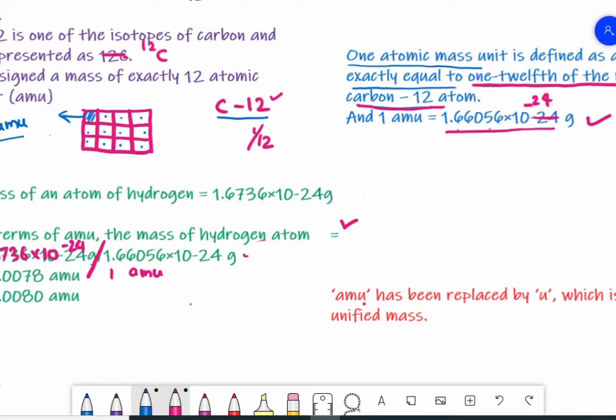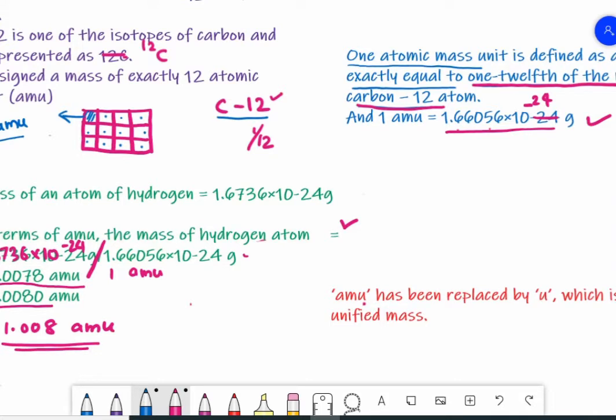So when you divide the mass of the atom with one atomic mass unit, we will get the mass of hydrogen atom in terms of AMU. So that is coming as 1.0078 AMU. When we round it, we will get 1.0080, or you can write 1.008 AMU. So this is the mass of one hydrogen atom in terms of atomic mass unit.